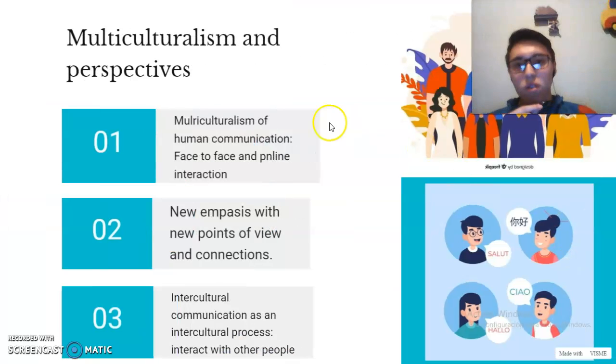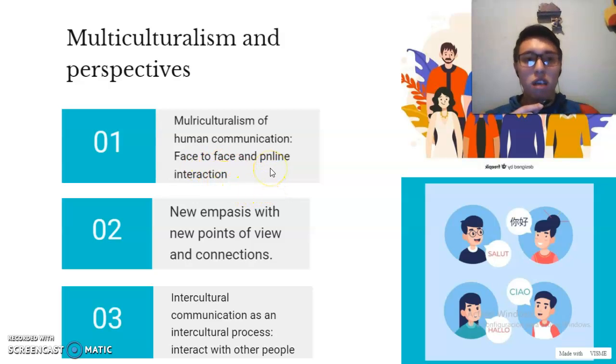Well, in this case, multiculturalism and perspective. So multiculturalism of human communication, it could be possible face-to-face and online interaction. It could be synchronic or asynchronic, is Skype or email. The second is the new emphasis with points of view. The idea of this is try to understand what the other people are trying to say, or try to create a new knowledge about my culture and other cultures.